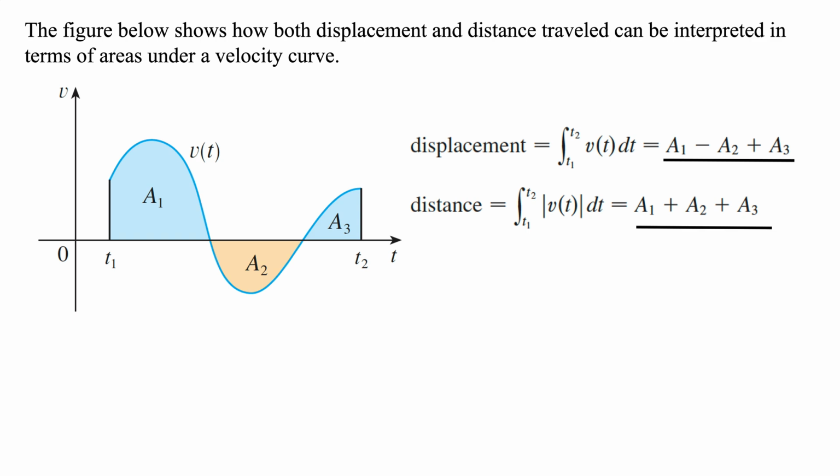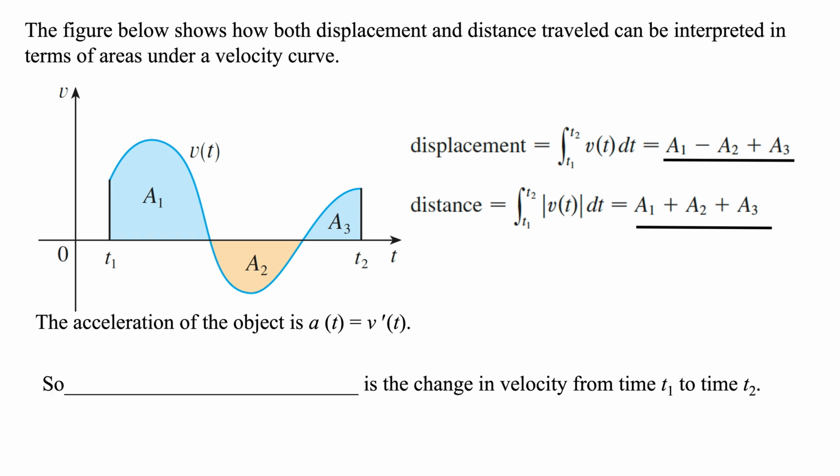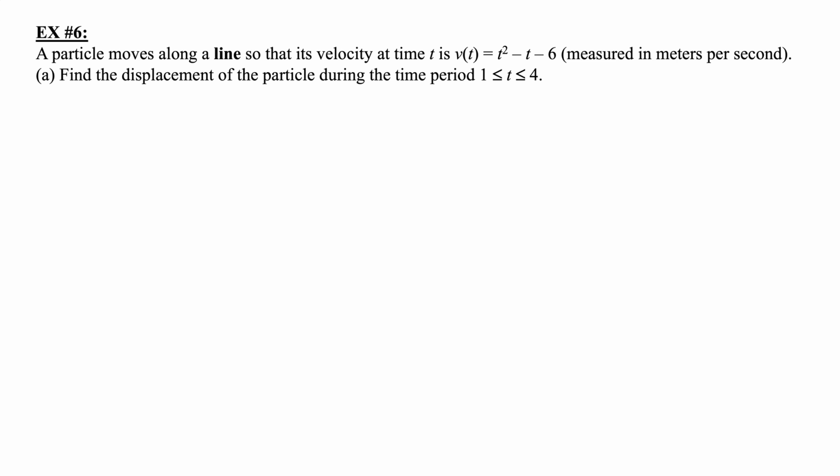Everything's positive. The acceleration of the object is a of t equals v prime of t, so we can integrate from t1 to t2 of our acceleration function a of t dt, which equals the velocity function v of t2 minus v of t1, the change in velocity from t1 to t2.